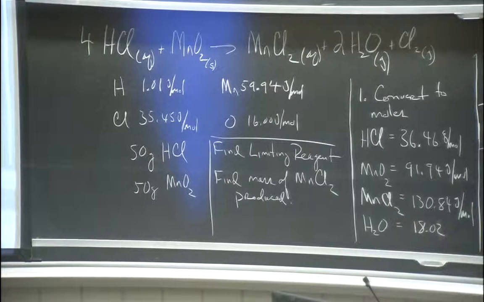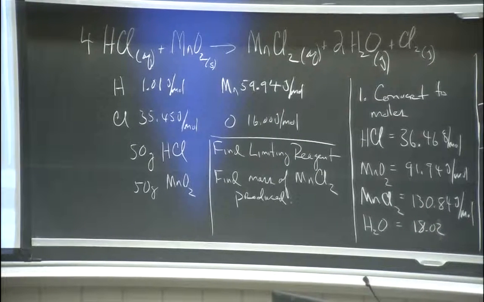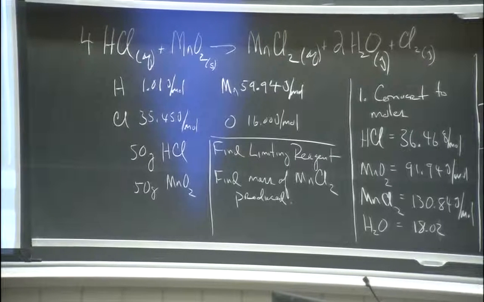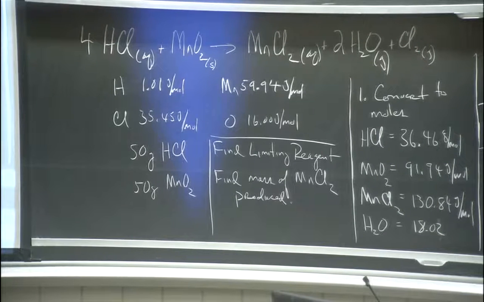Like I said, 100 slices of bread, 4 slices of cheese. You can't make 150 sandwiches. You can only make 4. The cheese is the limiting reactant. When that's all used up, you still have a lot of bread left over. When the HCl is used up, we stop making product, and we have MnO2 left over. You guys okay with this?